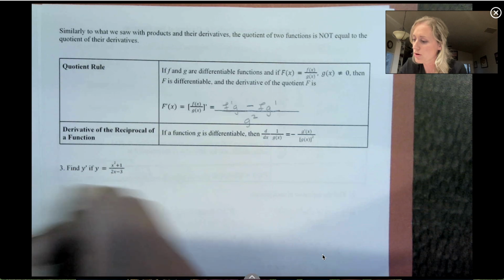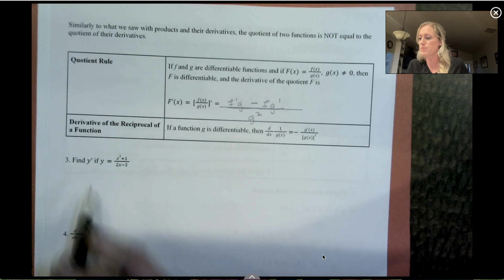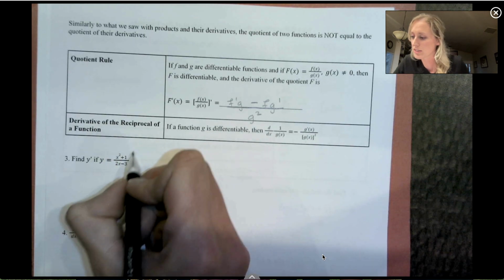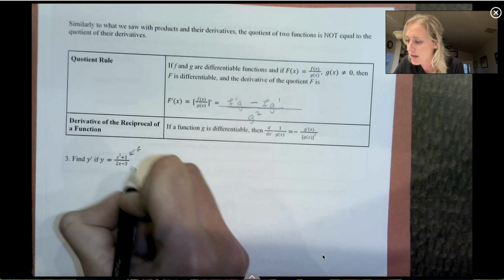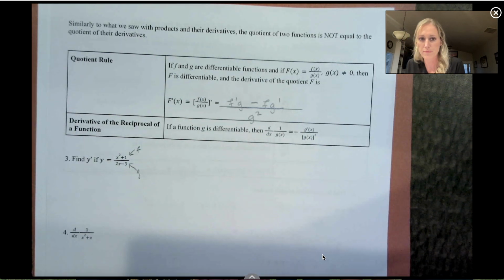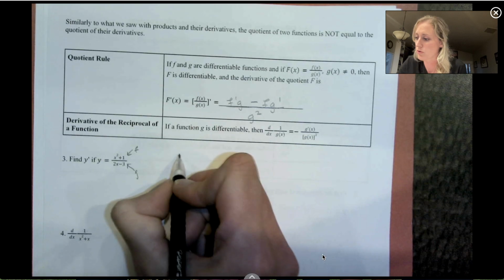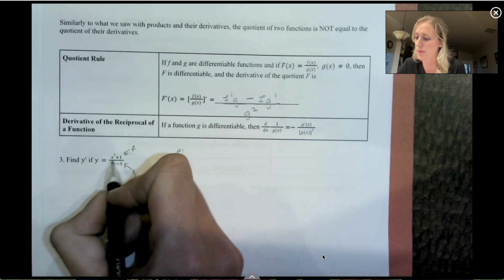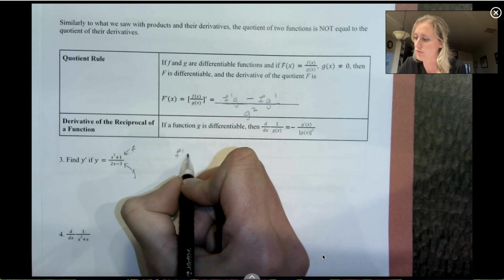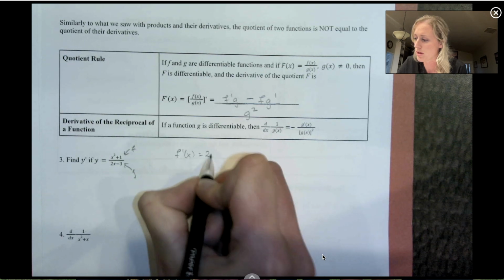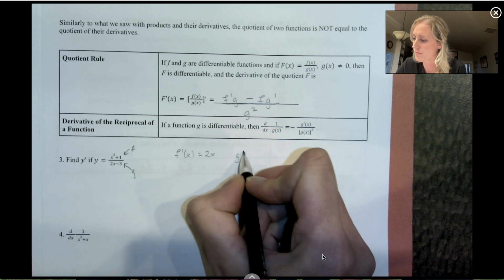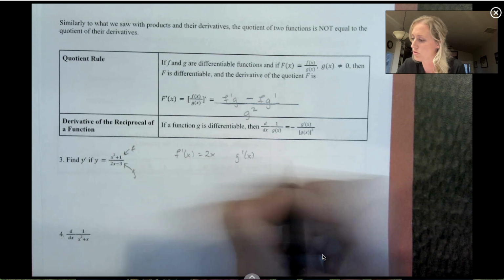Okay, so let's go ahead and find y prime. We're going to use the quotient rule. I'm going to treat the top function as f and the bottom function as g. So again, I need to know what f prime is. f prime is going to be 2x, and g prime is just going to be 2.